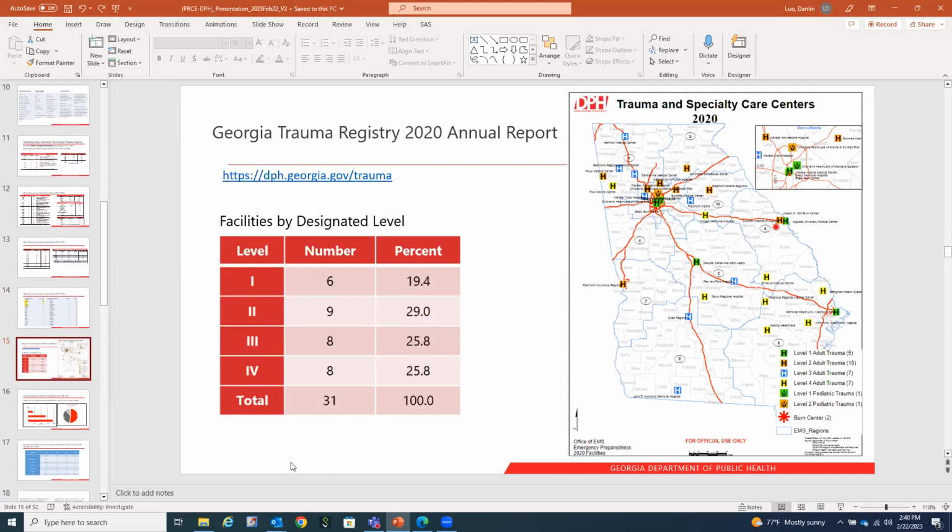So for 2020, there are 31 trauma centers. For level 1, there are 6. Level 2, there are 9. Level 3, there are 8. Level 4, there are 8. So the right side is the trauma and specialty care centers in the 2020 map. From this map, you can find the trauma centers and their level and where they are located.